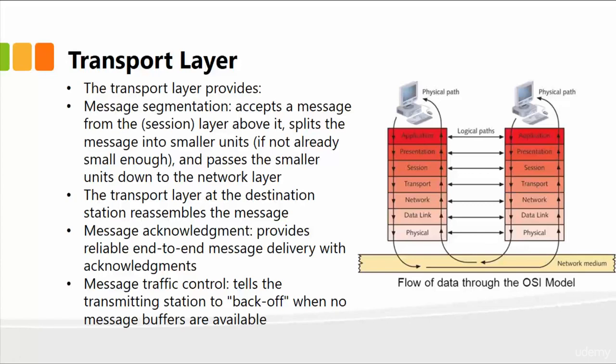The message traffic control is one of the other functions. It tells the transmission station to back off or stop when no message buffers are available. So that's what the transport layer does.